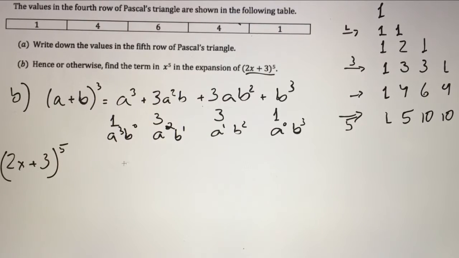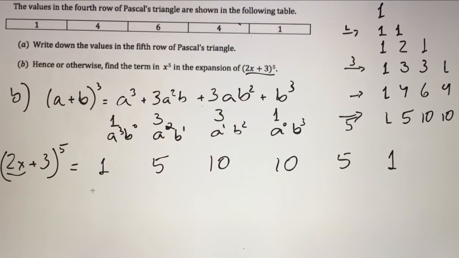So if I want the term in x to the power 5, then I would have to see for what value 2x will be raised to the power 5, because out of these two terms, this is the only one that has x. So I don't have to worry about multiplying the x's and whatnot. So in this case, this expansion is going to be equal to what? It's going to be 1, 5, 10, 10, 5, and 1.